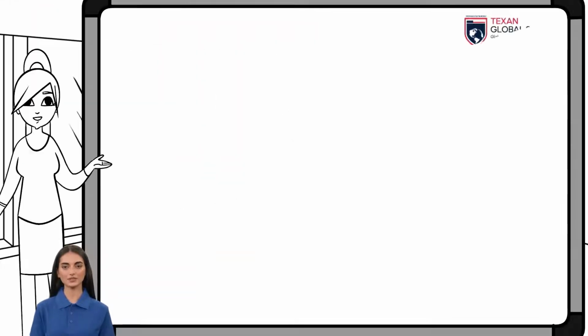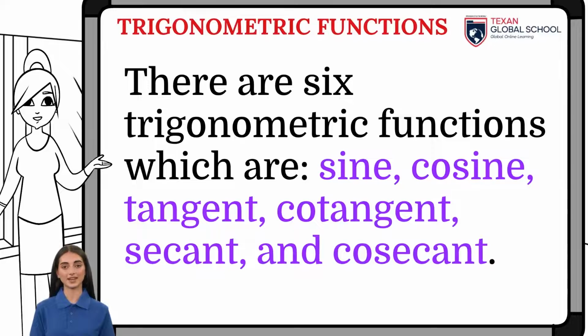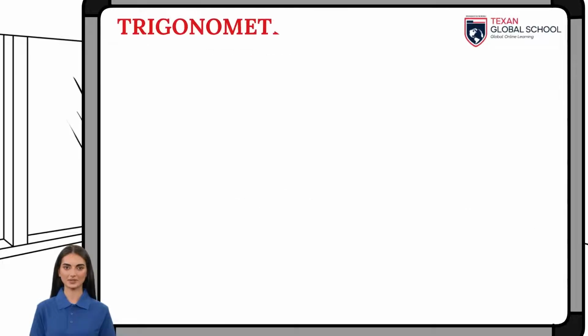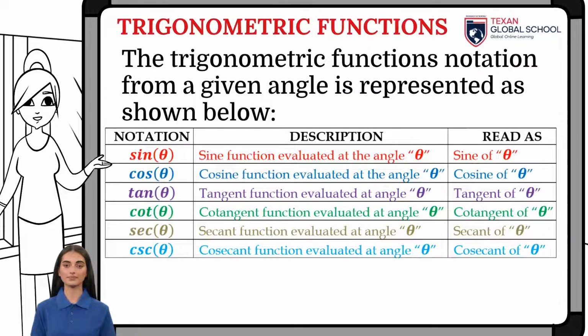There are 6 functions called trigonometric functions: sine, cosine, tangent, cotangent, secant, and cosecant. The trigonometric function notation is represented from a given angle as shown in the table. The sine function evaluated at the angle theta, or simply sine of theta. The cosine function evaluated at the angle theta, or simply cosine of theta. The tangent function evaluated at the angle theta, or tangent of theta. The cotangent function evaluated at the angle theta, or cotangent of theta. The secant function evaluated at the angle theta, or secant of theta. And finally, the cosecant function evaluated at the angle theta, or simply cosecant of theta.